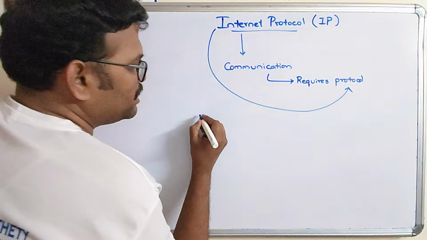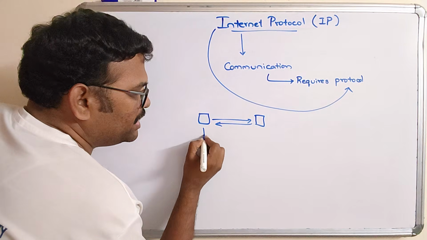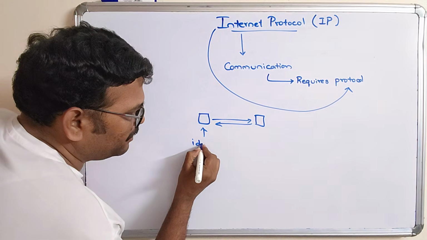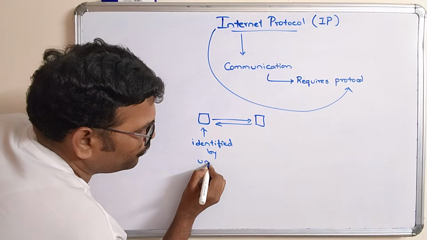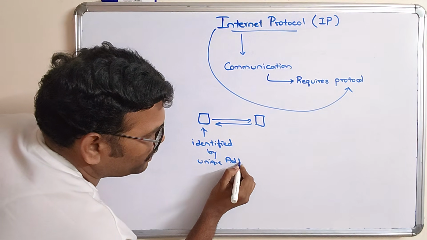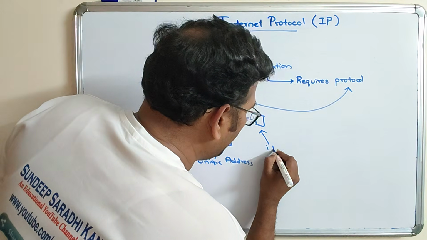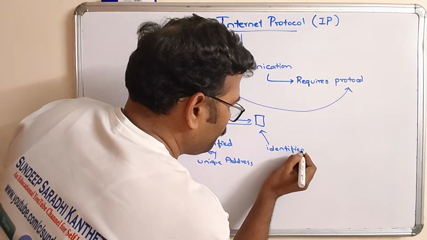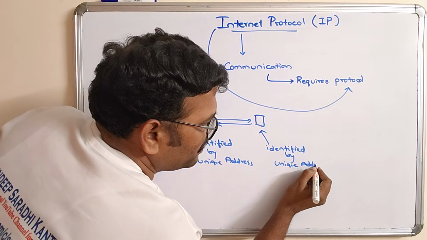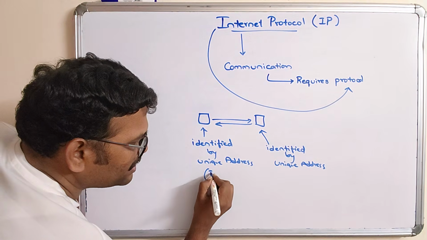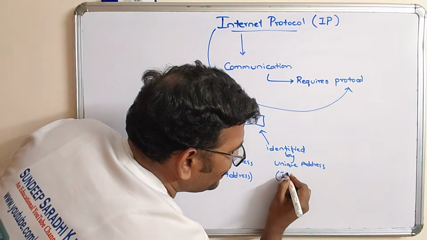Similarly, here also, if two systems want to communicate, they should be identified by a unique address. Without this address, the system can't be communicated with. So this unique address is called the IP address.